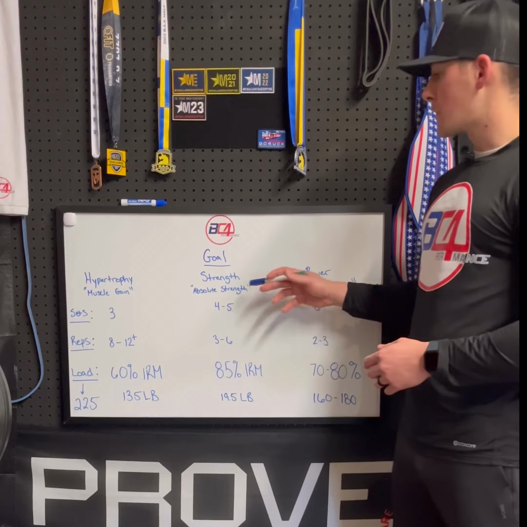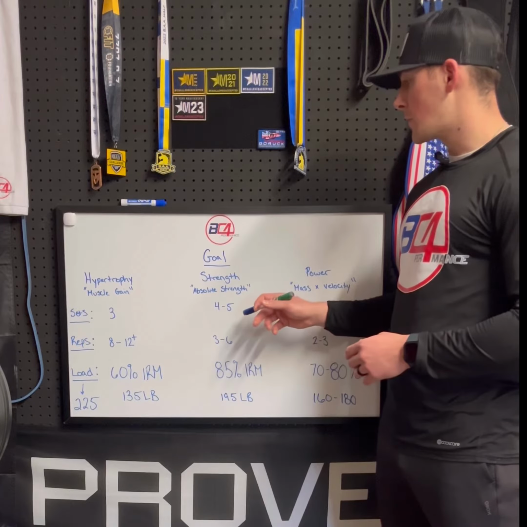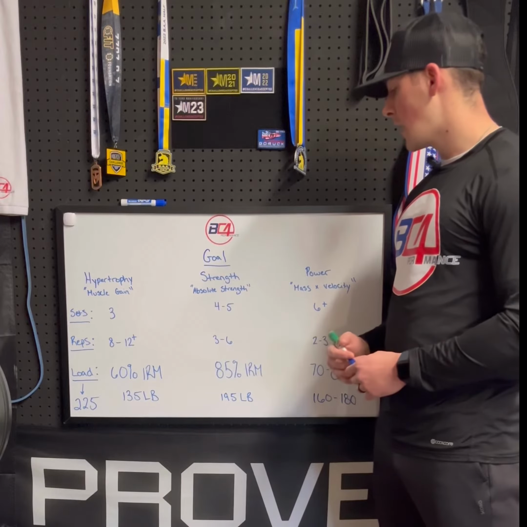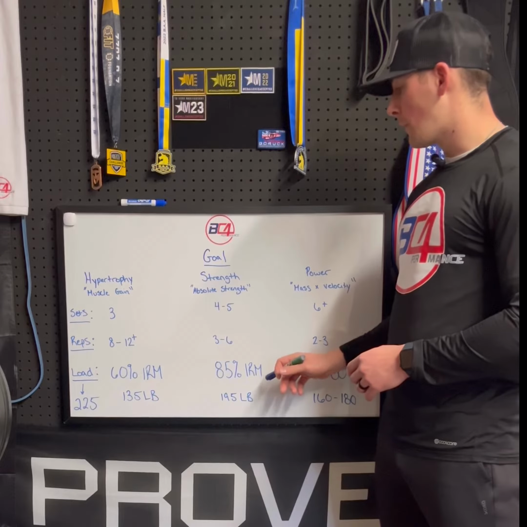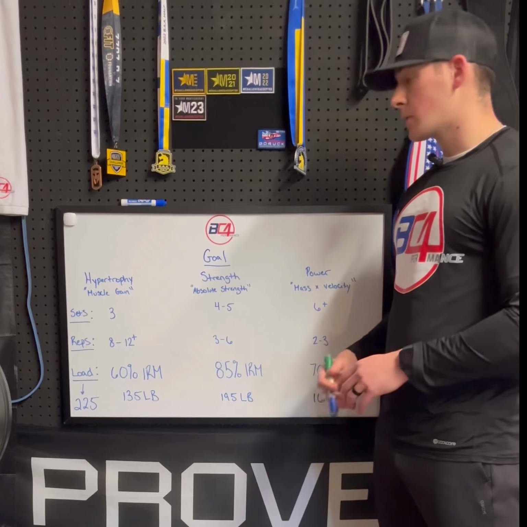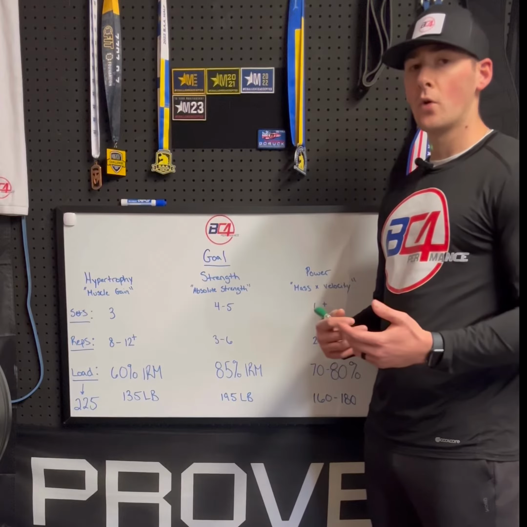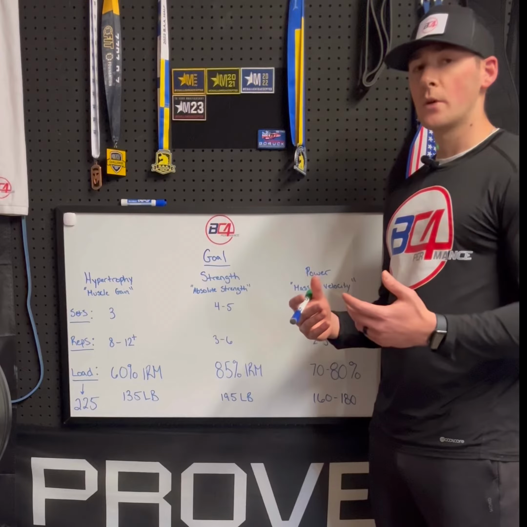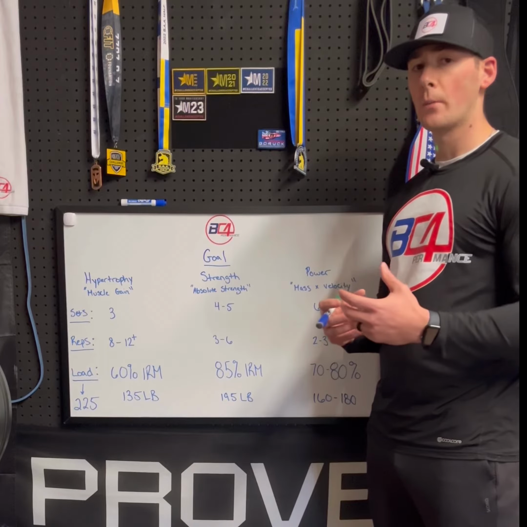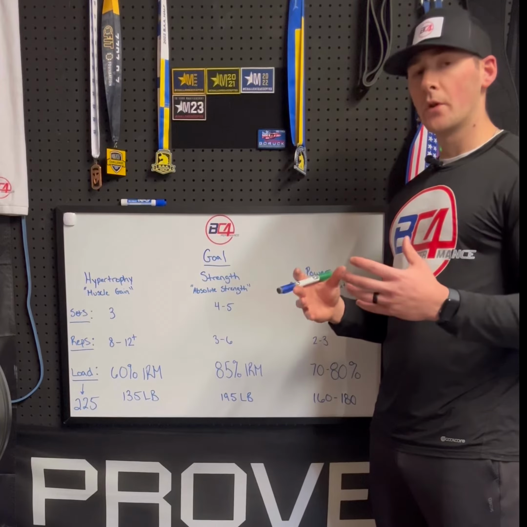If you're looking for absolute strength, okay, this is going to be sets of 4 to 5. We're going to drop the reps a little bit. That's going to be around 3 to 6 at about 85% of your one rep max, which once again, based off 225, would be 195 pounds. Okay, this is where you're going to be working a heavier load. We don't have to do as many repetitions because we're trying to get our body used to lifting something heavier. We're not just trying to work the muscles, we're trying to work the overall ability of our body to handle a heavier weight.